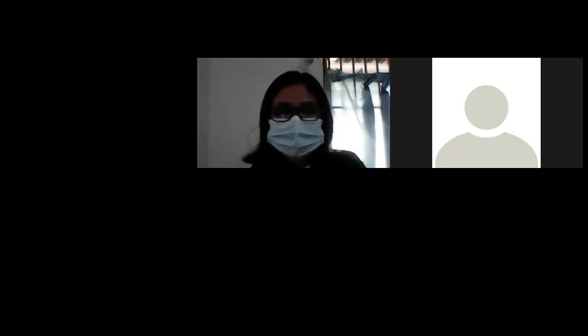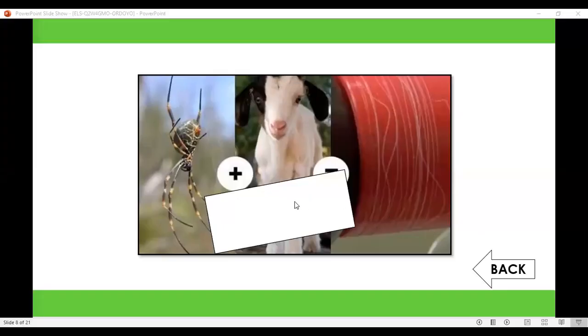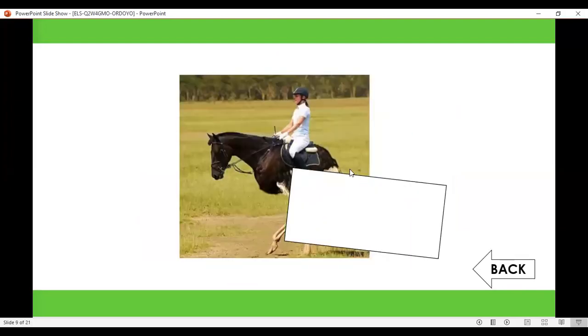So, let's see. It's a fact. For our image number 3, as you observed, there's a head of a horse and a body of a type of a bird. So, what do you think? Is it a fact or a bluff?